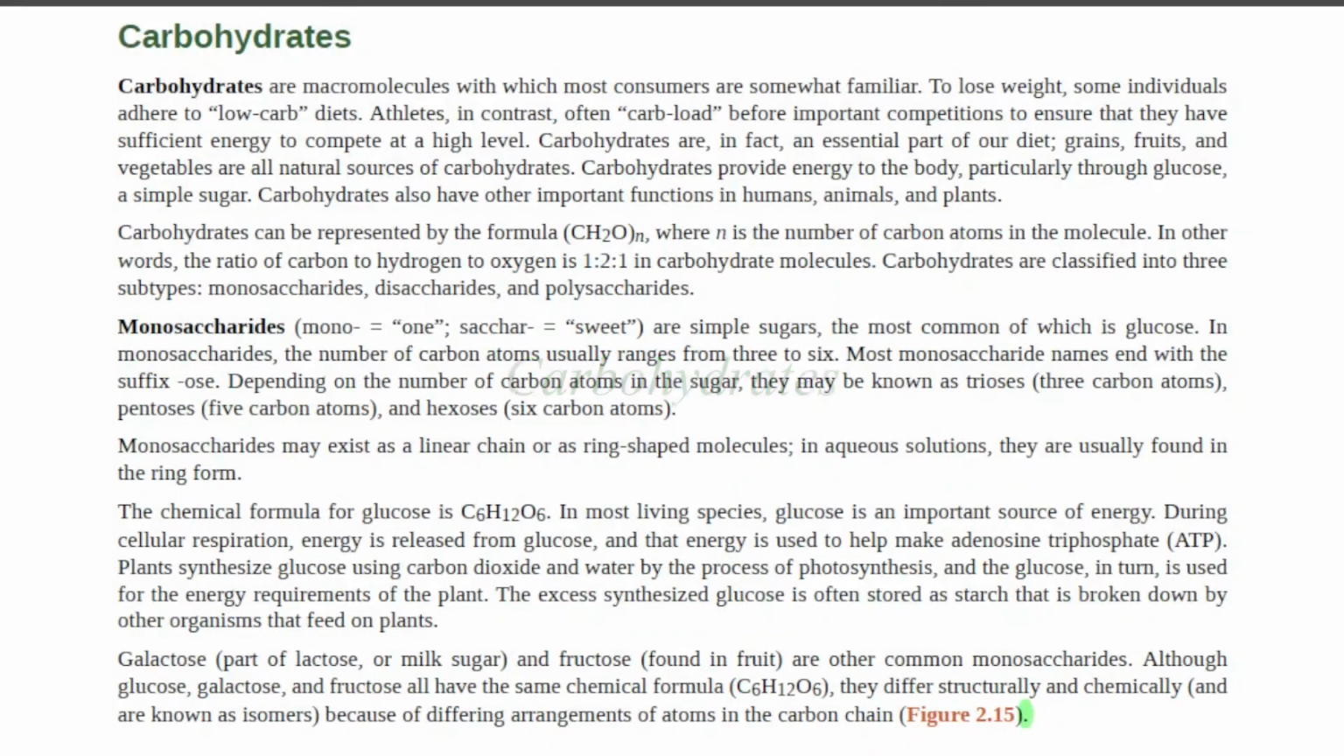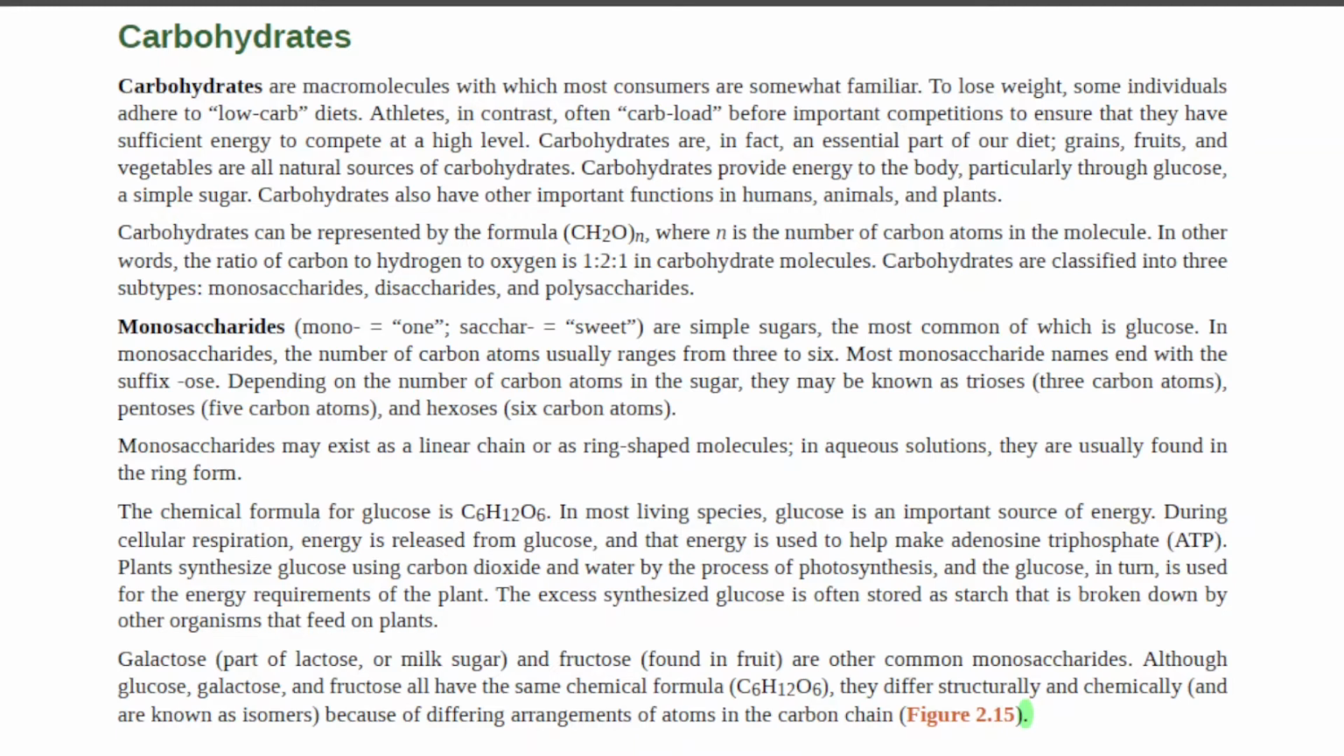Carbohydrates. Carbohydrates are macromolecules with which most consumers are somewhat familiar. To lose weight, some individuals adhere to low-carb diets. Athletes, in contrast, often carb load before important competitions to ensure that they have sufficient energy to compete at a high level. Carbohydrates are, in fact, an essential part of our diet.